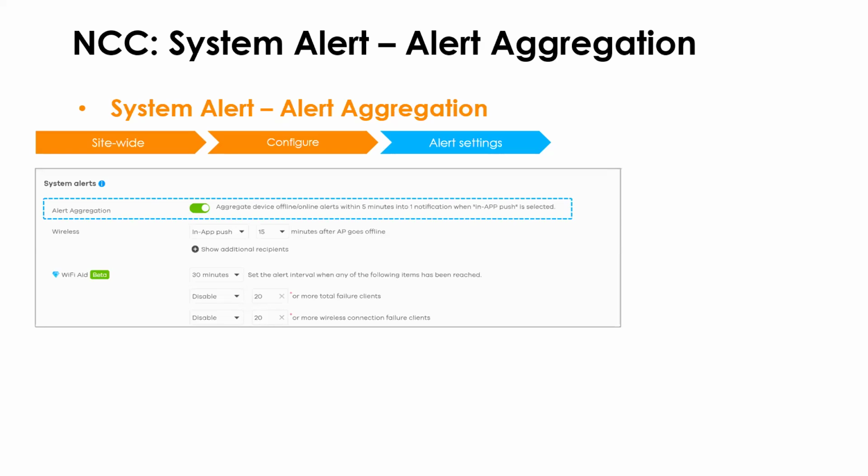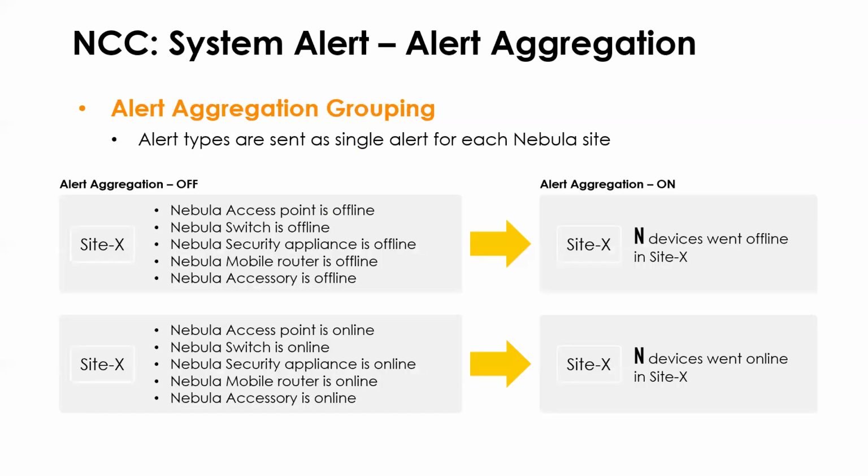So we've now given you the ability here to aggregate those alerts. So you go to site-wide, configure alert settings, and you can enable what we call alert aggregation. So instead of getting an alert for every single device, it instead is going to group them up. So instead of getting 100 messages saying an access point has gone offline, you'll now get one message sent out to you that says 100 devices have gone offline at this particular site.